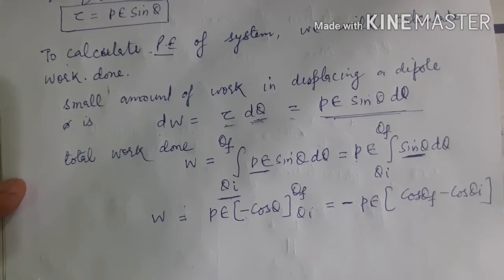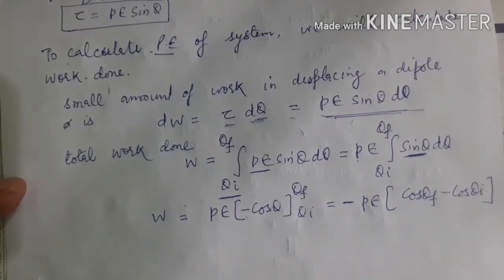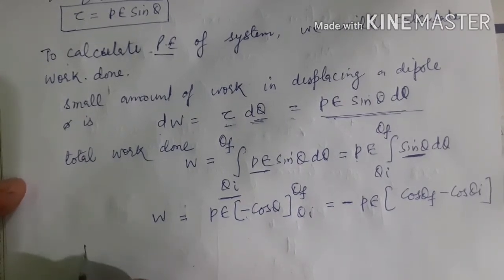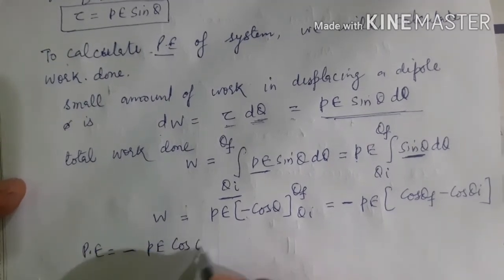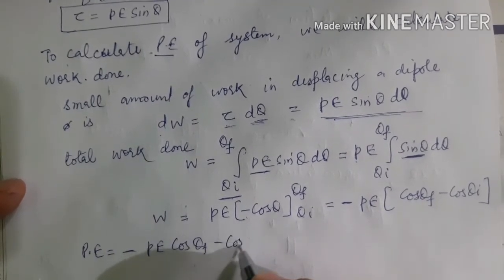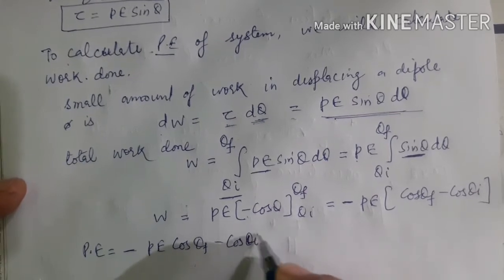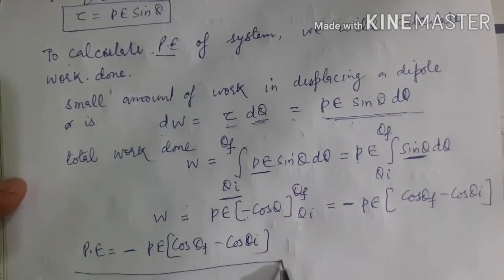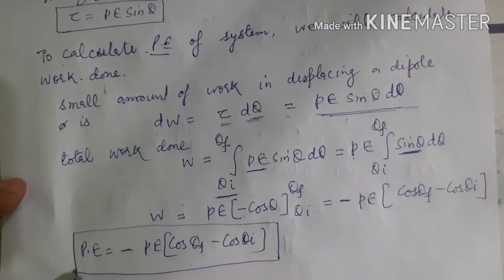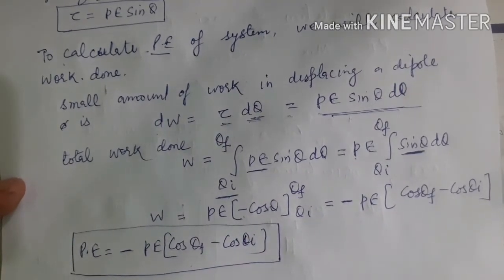We know that whatever the work we have done is stored in the form of potential energy, or it counts as potential energy. So the potential energy of the system is equal to minus PE, cos theta final minus cos theta initial. So this is your potential energy of the dipole when placed in a uniform electric field.